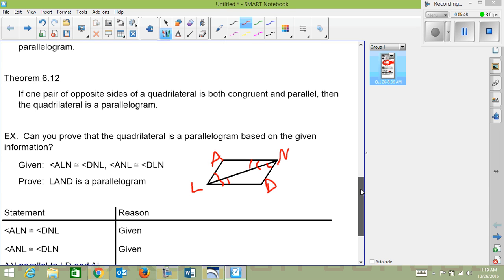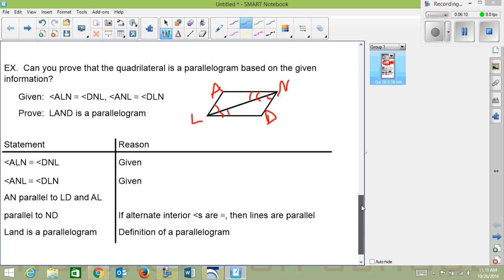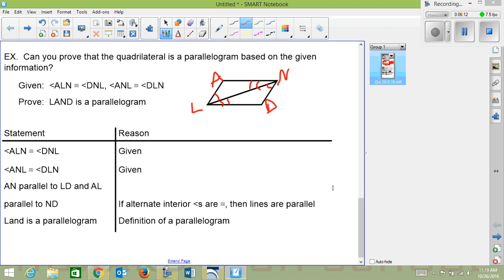So my example here: can you prove that the quadrilateral is a parallelogram based on the given information? Given angle ALN is congruent to angle DNL, and angle ANL is congruent to DLN, and I have those marked. This one is congruent to that one, and this one to that one, which are alternate interior angles, which we have talked at length about in our previous chapters. I went ahead and finished this, but I'll explain it here. ALN is congruent to DNL, that's given. ANL is congruent to DLN, that is also given.